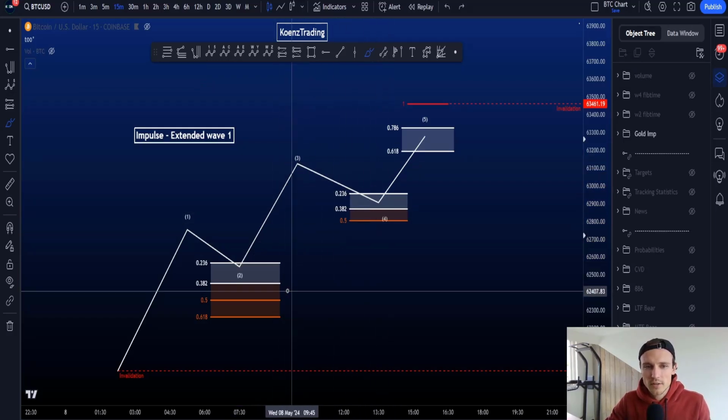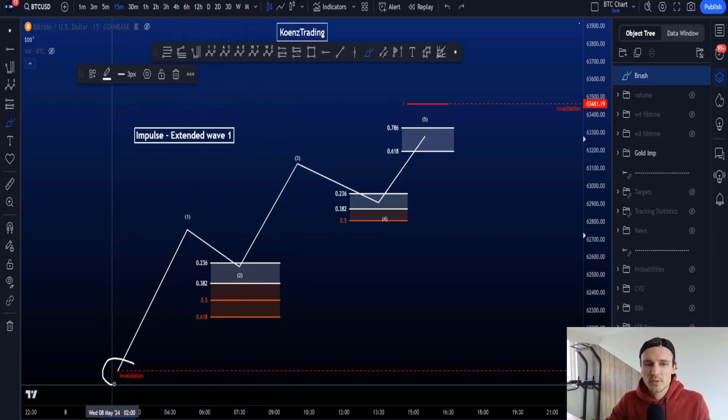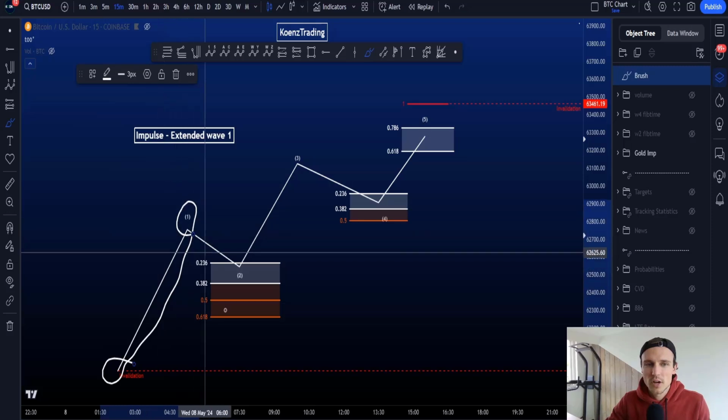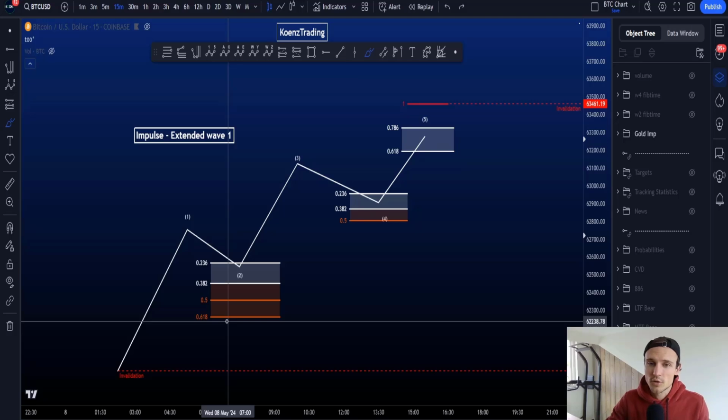The common target area for your wave 2 in this case is the 0.236 to the 0.382 Fibonacci taken from the low to the high of wave 1. The 0.5 to the 0.618 is uncommon.